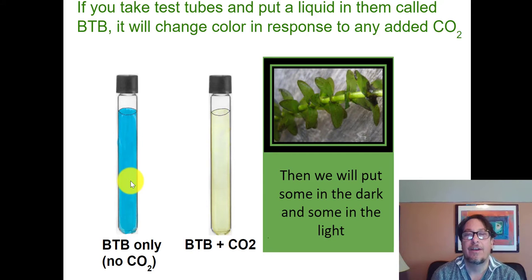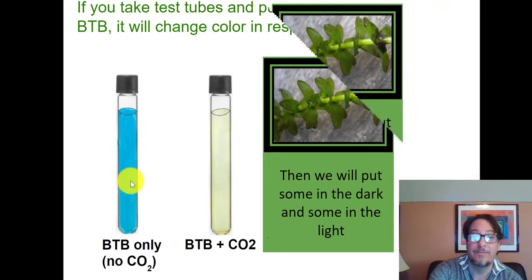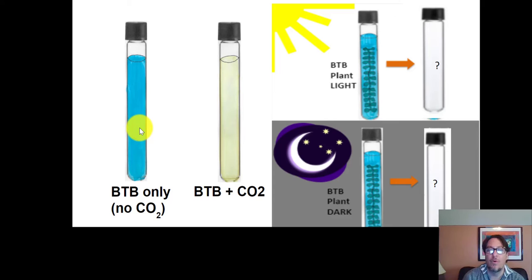We're going to take half of the test tubes of BTB and add the water plant to them and put it in the dark. The other half, we'll add the plant to them and we'll put them in the light. And so, what we're curious to see is, will both of them stay blue? Will both of them turn yellow, or maybe will one turn yellow and one stay blue? Let's stop and think about it for a second.